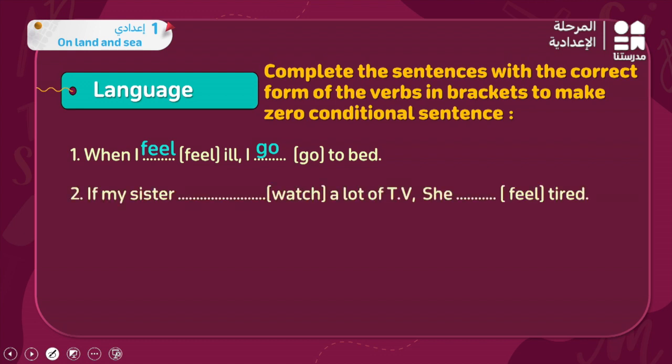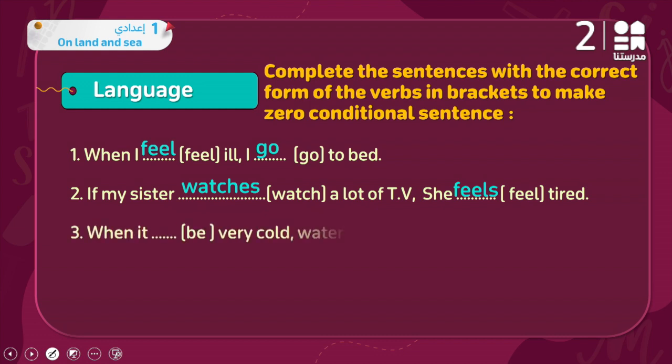If my sister watch a lot of TV. لو أختي بتتفرج على التلفزيون كتير she tired. ها يبقى if my sister watches، هنا we add es to the verb عشان it's with the third person singular مع she. sister دي girl يبقى she. يبقى if my sister watches a lot of TV she feels tired. تمام. Okay. Another sentence.